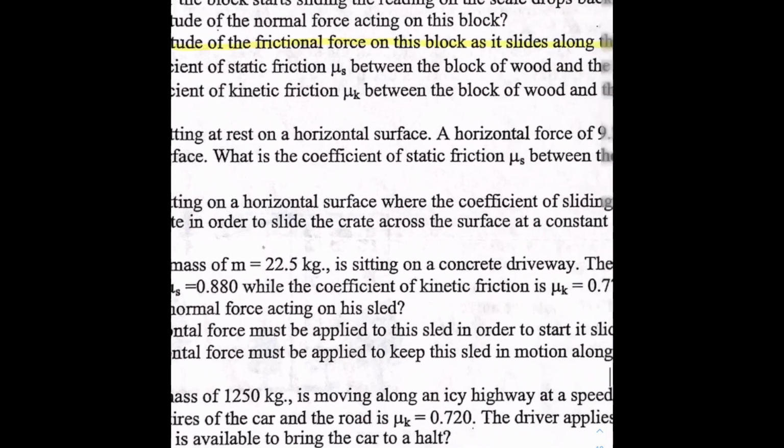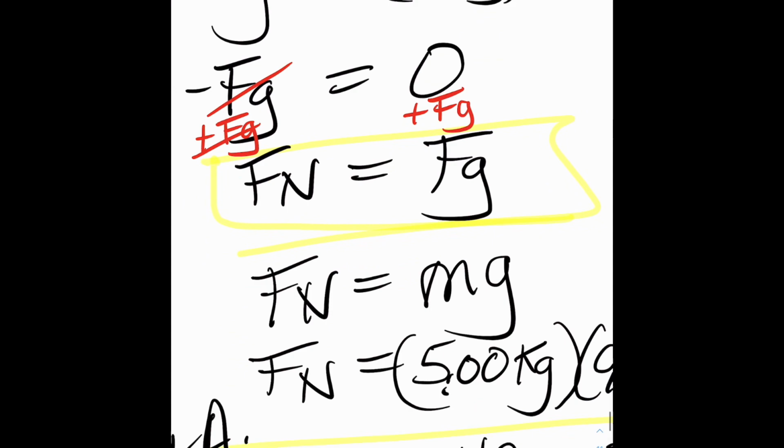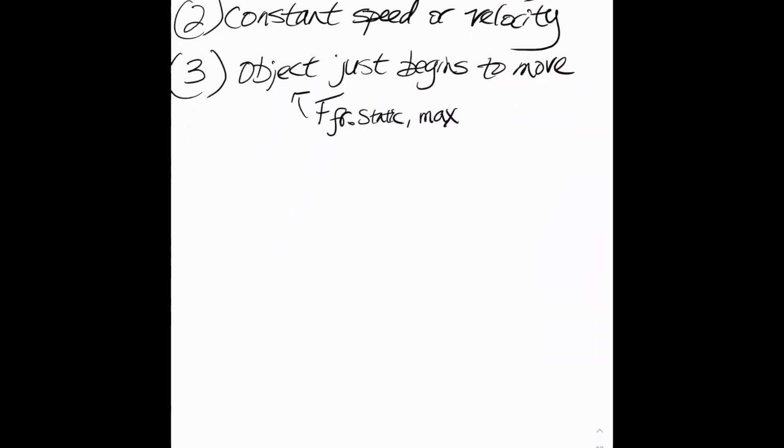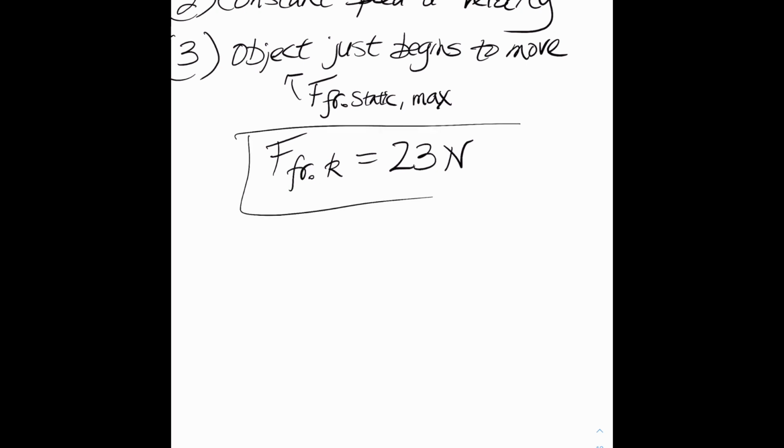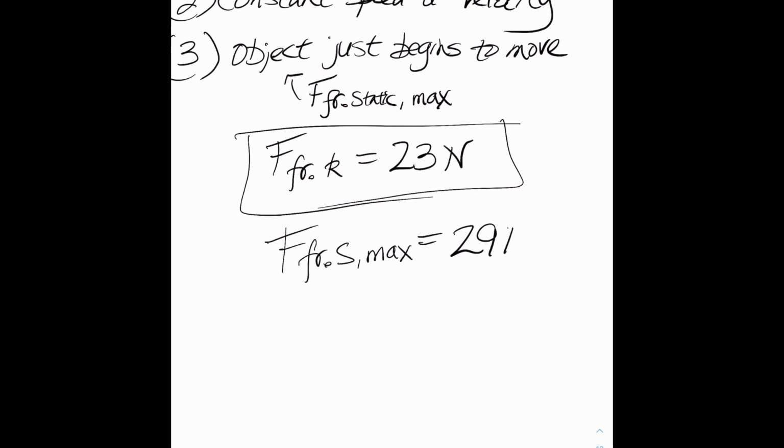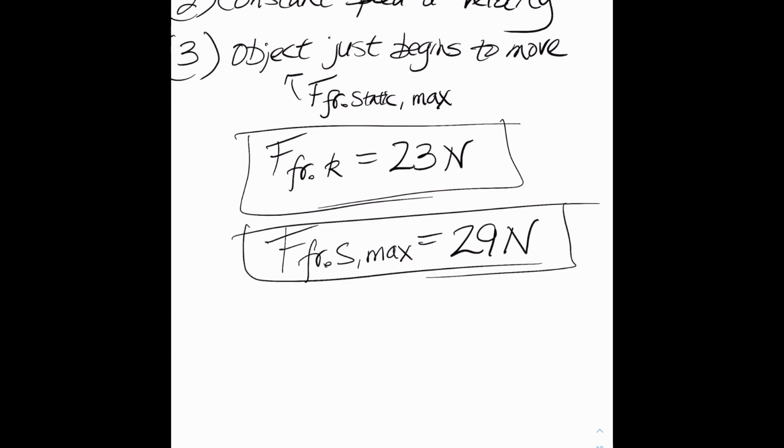So I'm going to go ahead and write that down here. I think it's 23 and 29. So I'm going to go ahead and write it right here. So we're saying that force friction kinetic is 23 newtons, which is what the scale is reading, which is what the pulling force is when the object is sliding. And we're saying that force friction static max is equal to 29 newtons. And we should remember that force friction static max will always be larger than force friction kinetic.